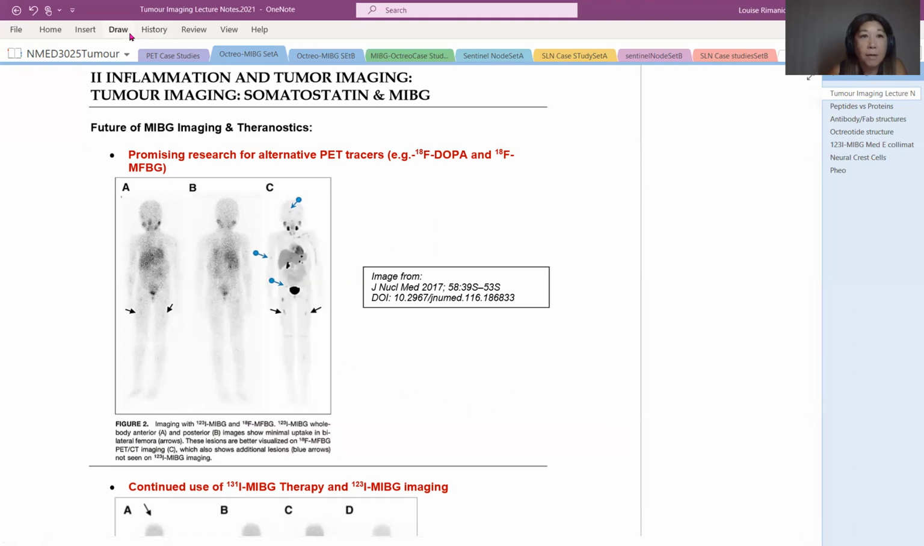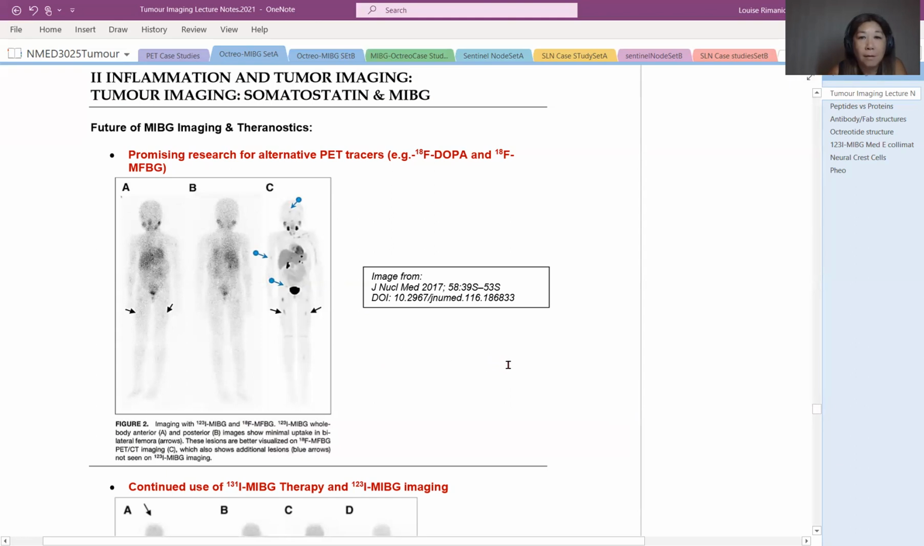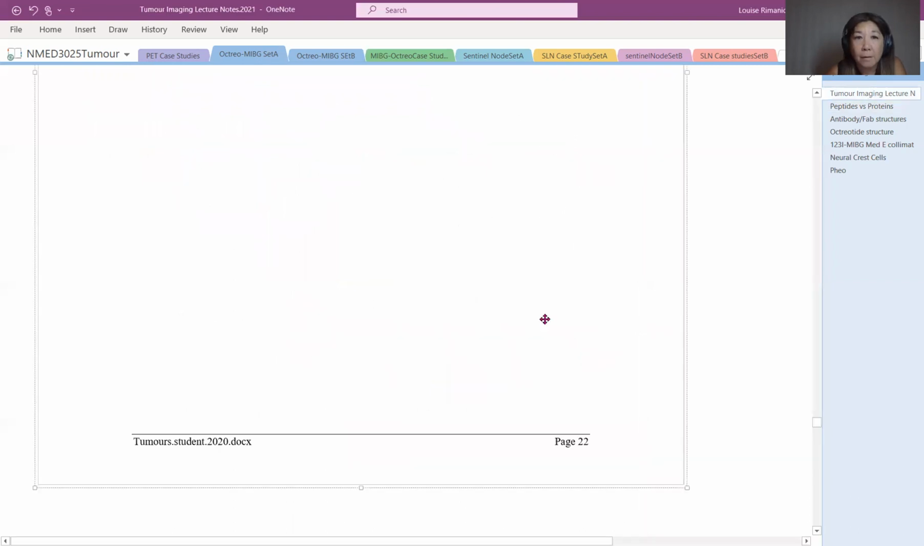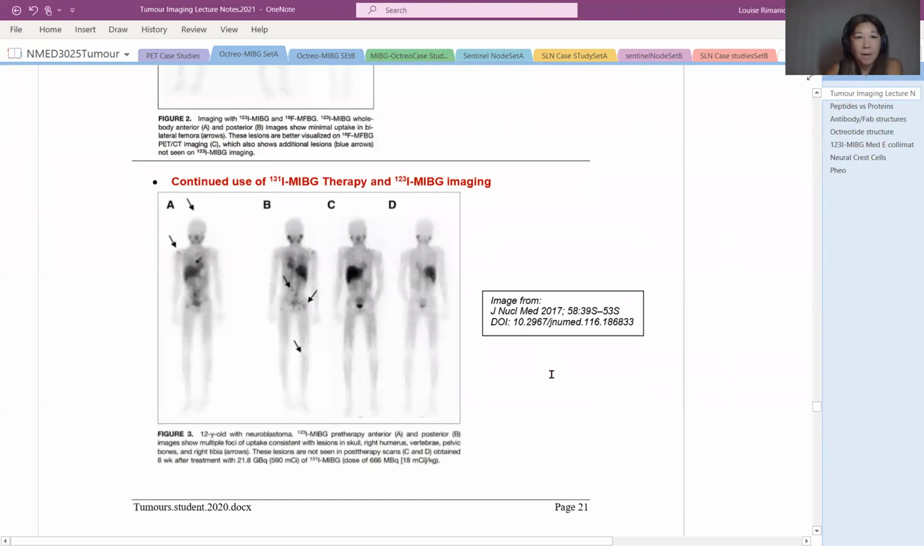Oh, come on. I only have one little bit left to go. And things are frozen. Sorry, guys, hold on. I don't know why it freezes up.